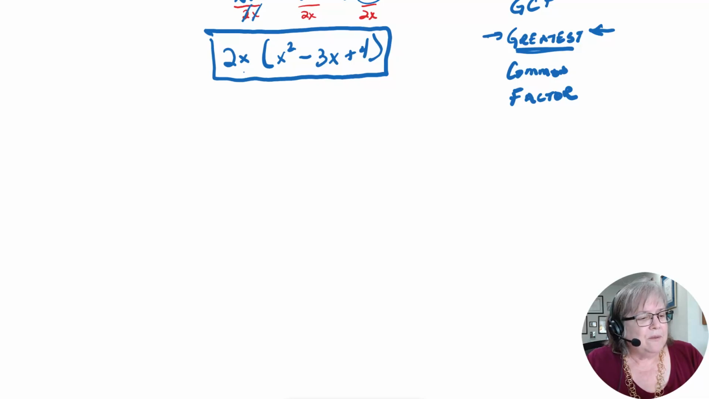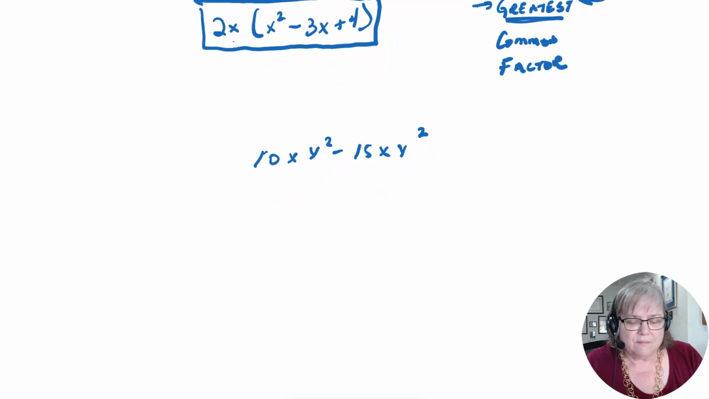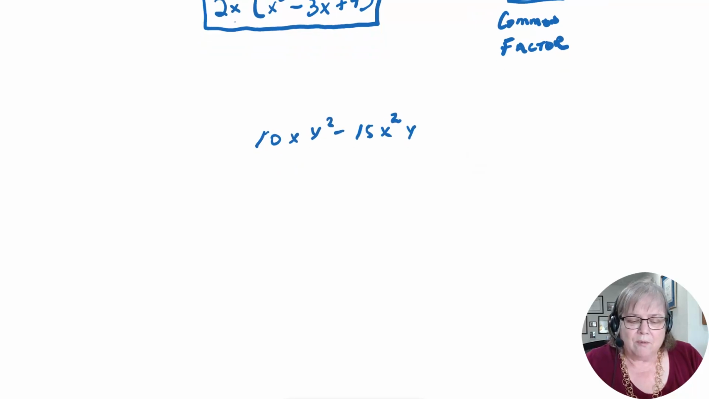So let's do 10xy squared minus 15xy squared. But let's make this be an x squared right here. Otherwise, they're like terms. All right. So we would look, this only has 2 terms. Here's the first term, then the space is the minus, here's the second term, right?